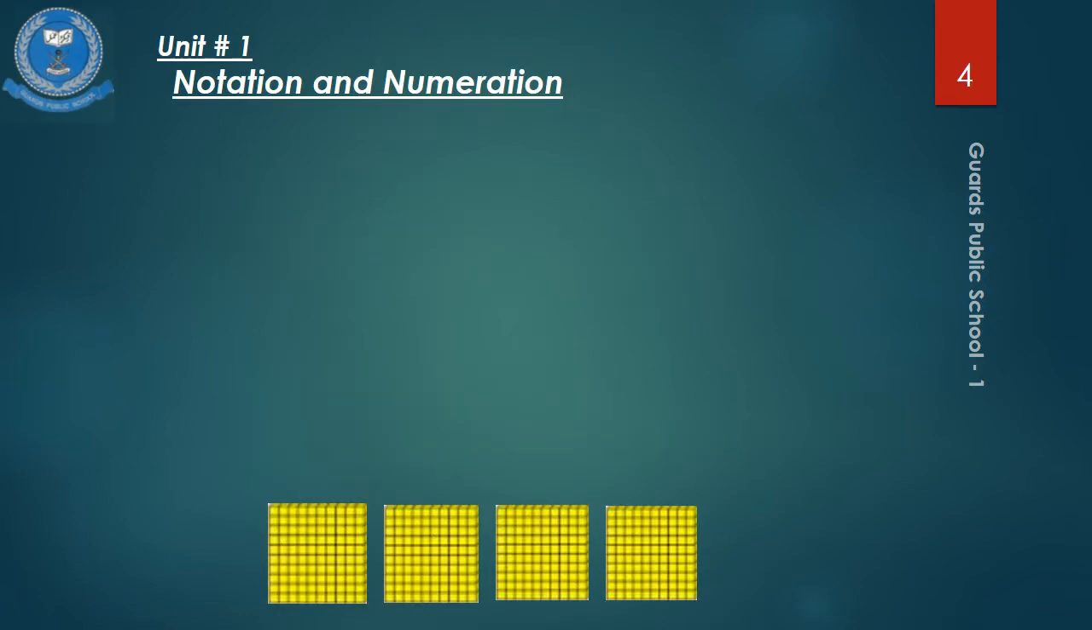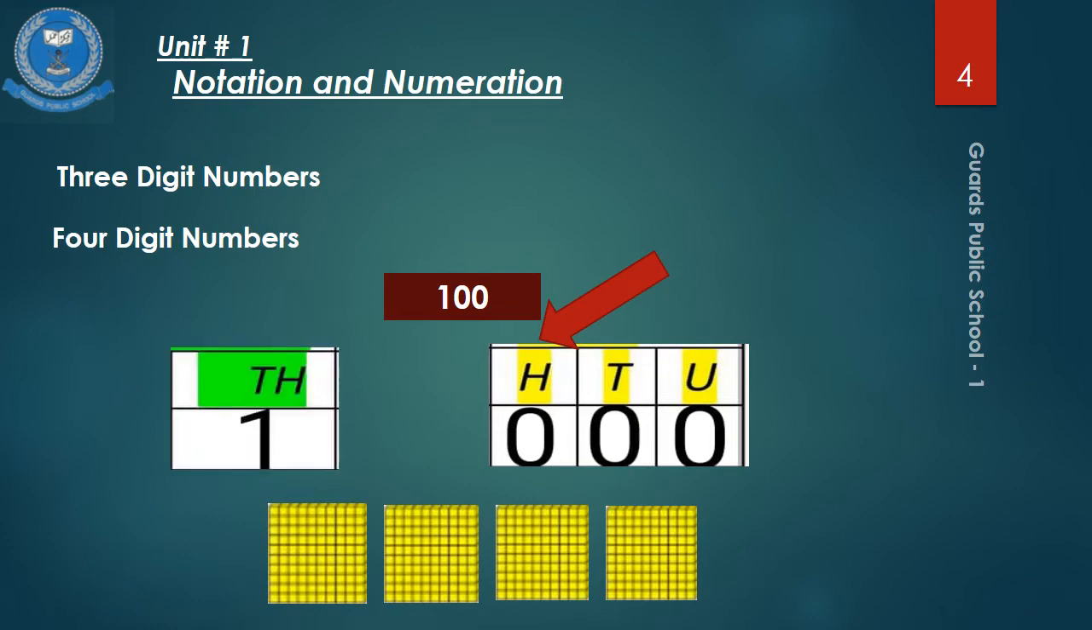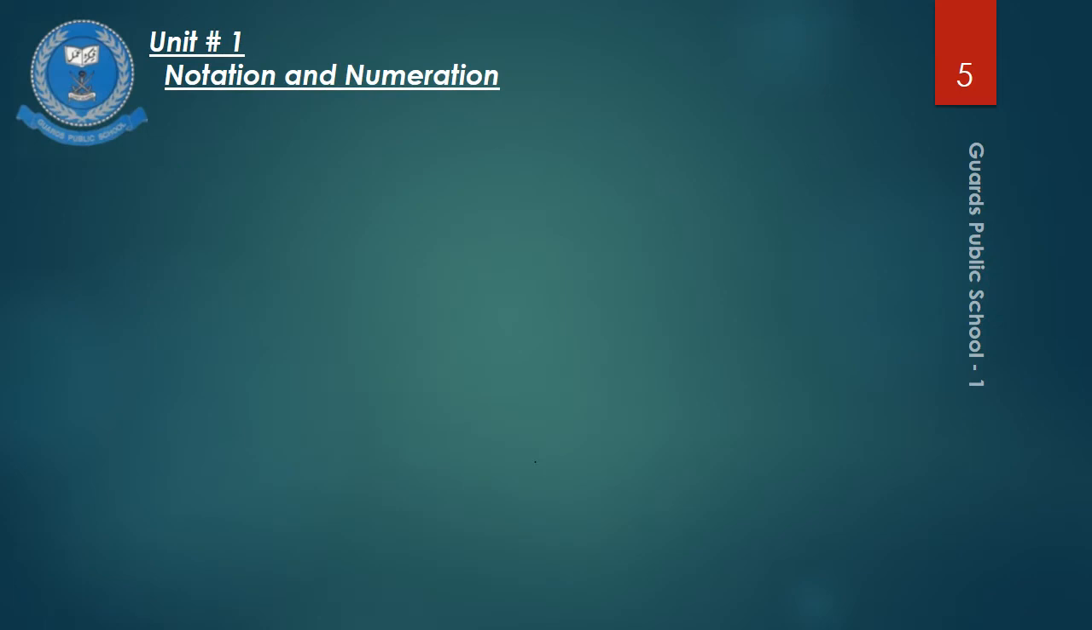Students, now we have Chapter 1, Notation and Numeration. In your previous class, you studied up to 3-digit numbers, that was called 100. Now in class 3, we have 4-digit numbers, which is called 1000. If we have 999 and we add one more unit to it, it becomes a 4-digit number called 1000. I hope you all understand what the 4-digit numbers are. It will be more clear when you do some practice in your book, and I will give you the worksheet as well.